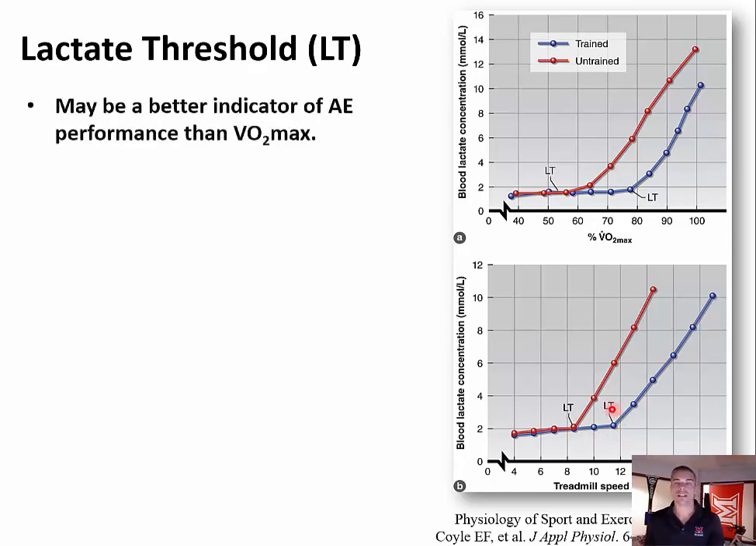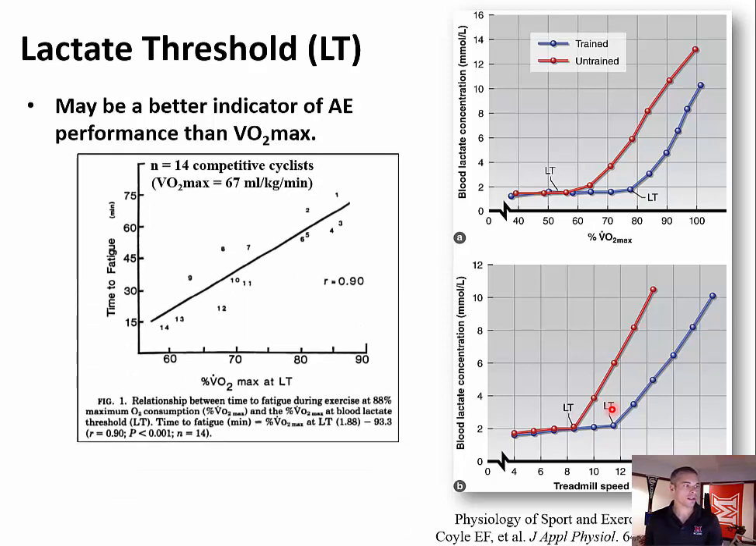Now, there's been a number of studies published over the years supporting that lactate threshold may be a better indicator of aerobic exercise performance compared to VO2 max. This study, which was published in 1988 in 14 competitive cyclists, they all had a high VO2 max value. On average, their VO2 max was 67 mLs per kg per minute. And if you go back to the previous slide, that corresponds to that kind of very high category.